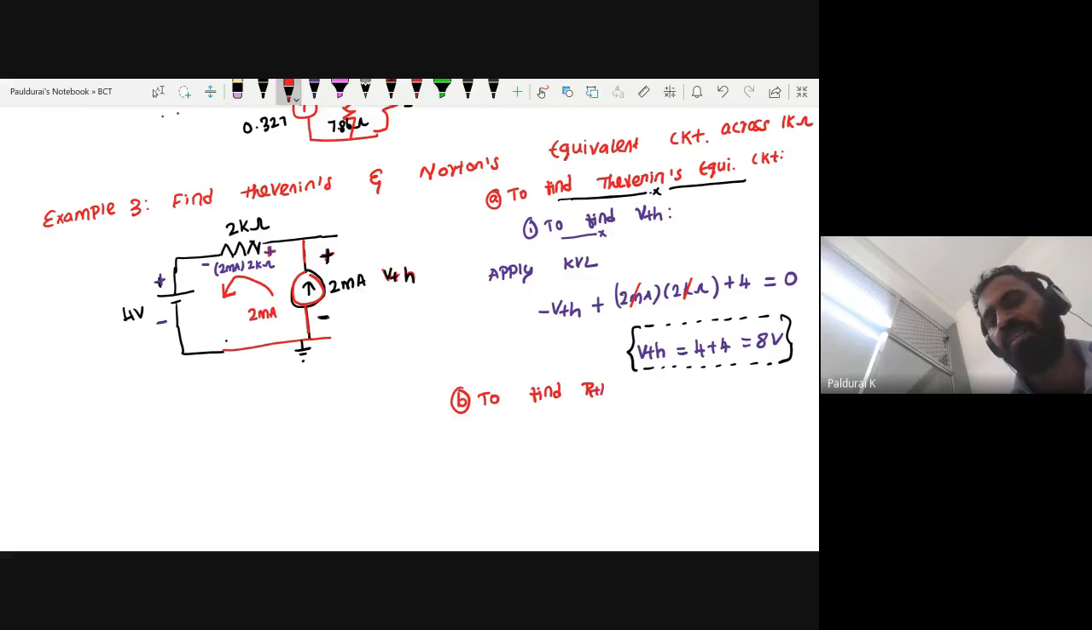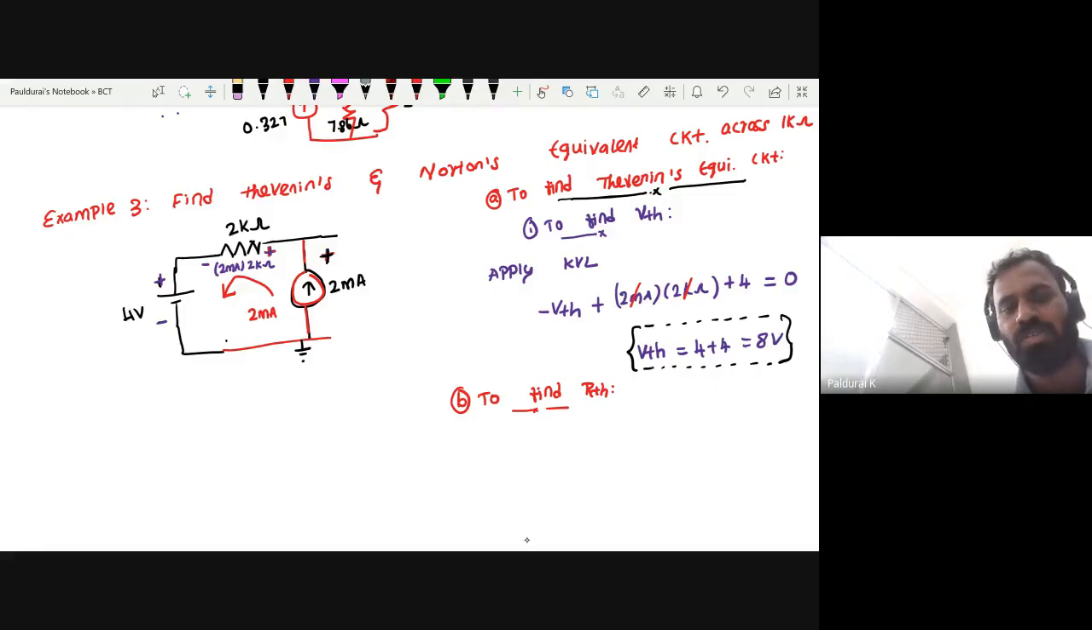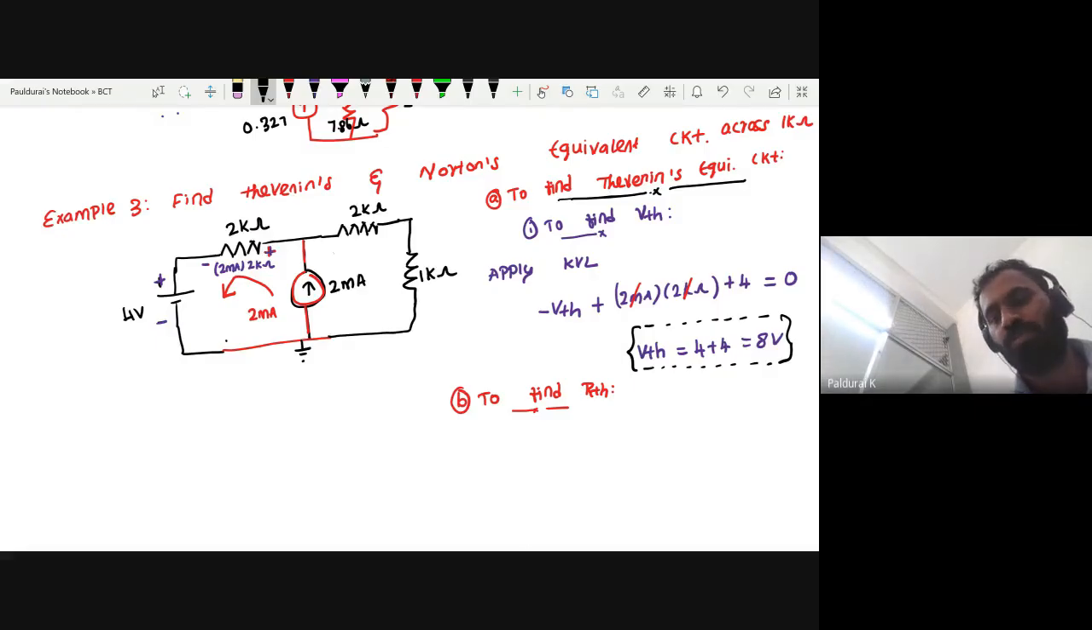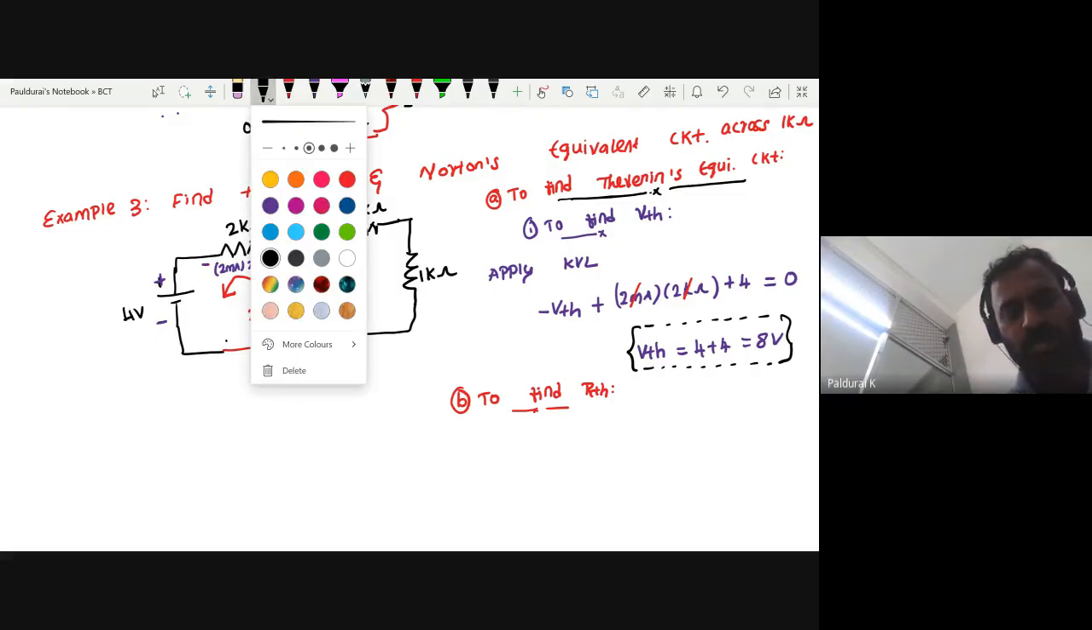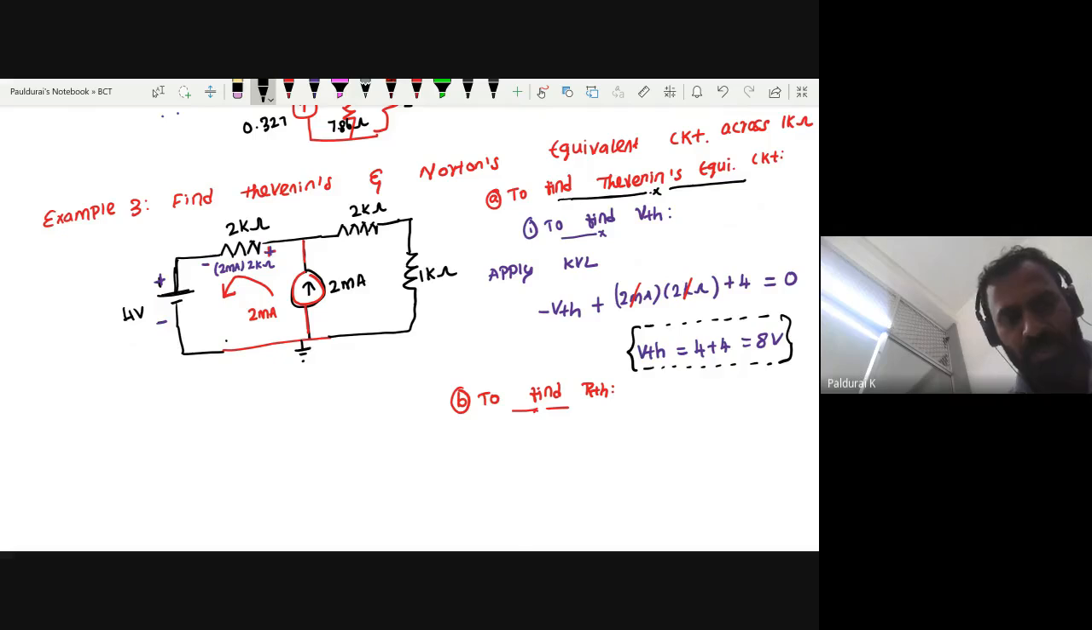To find RTH, this time listen to me properly. Let me draw the original circuit. What was in the original circuit? A 2 kilo ohm, right? 2 kilo ohm, and 1 kilo ohm. What is the procedure to calculate RTH? You want to replace this voltage source by a short circuit, and the current source by an open circuit.